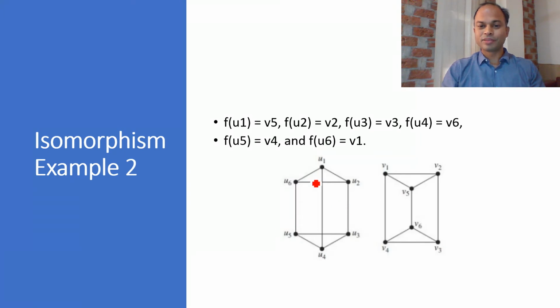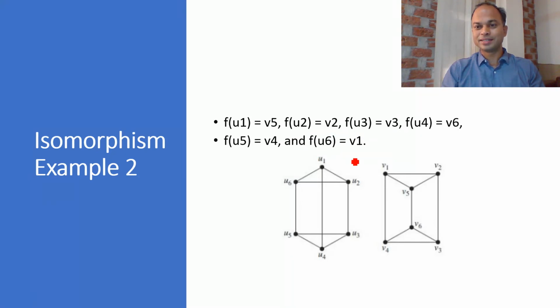Similarly, further two graphs are given. Both these graphs satisfy our necessary conditions. I mean, the same number of vertices, the same number of edges, and at the degree level both graphs are equal. Now we have to check our sufficient condition: edges to edges and non-edges to non-edges. Say we are talking about this mapping: f(u1) equals v5, f(u2) equals v2, f(u3) equals v3.